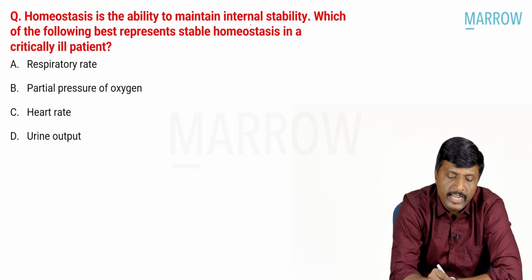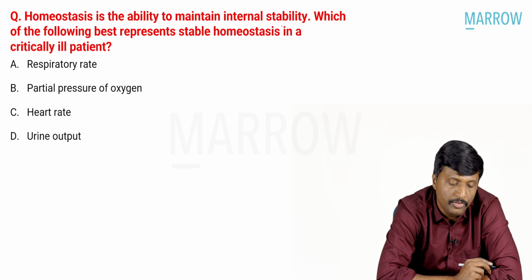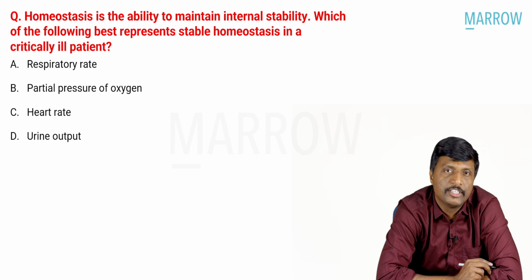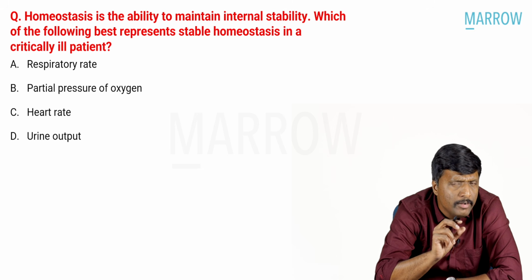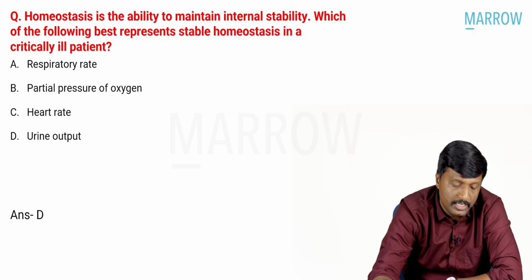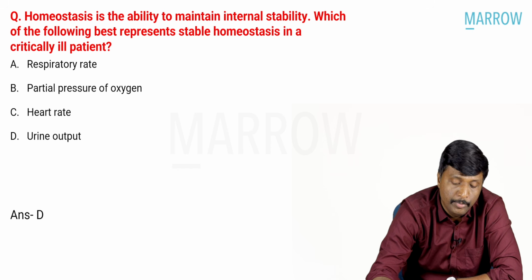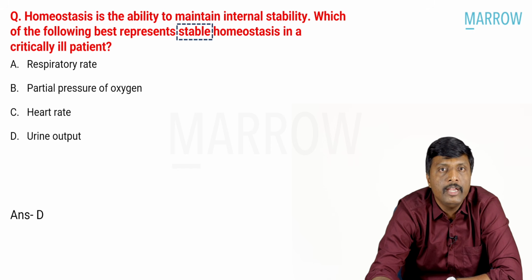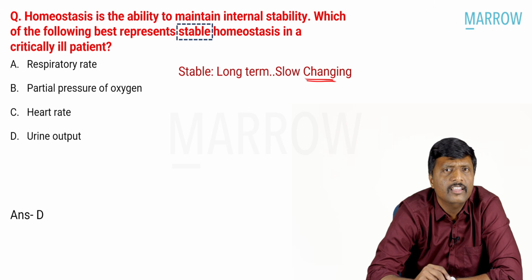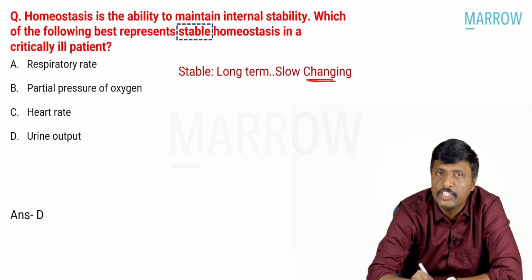Now, next MCQ. Homeostasis is the ability to maintain internal stability. Which of the following best represents stable homeostasis in a critically ill patient? Very beautiful question, thought provoking, but just a simple fact you need to remember here. The answer is obviously urine output, concerned with the kidney. The important keyword here is stable. What is the meaning of stable? Stability, sir? It is slow changing, that's all. He is a very stable person. Stable always means slow changing.